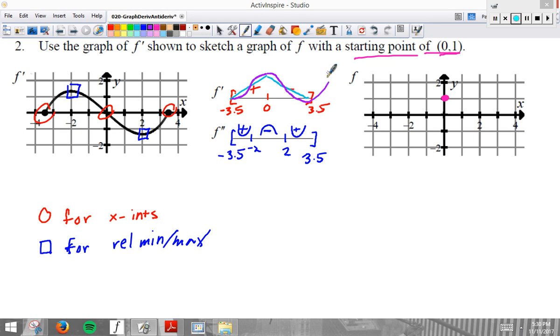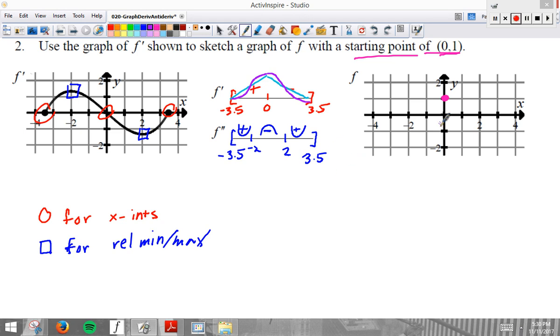Don't switch, don't go like that. That would be concave up increasing. Just stop right there. How very symmetric. I'm not going to judge your symmetry. It could look like that. Probably doesn't look like that, but we don't really know.